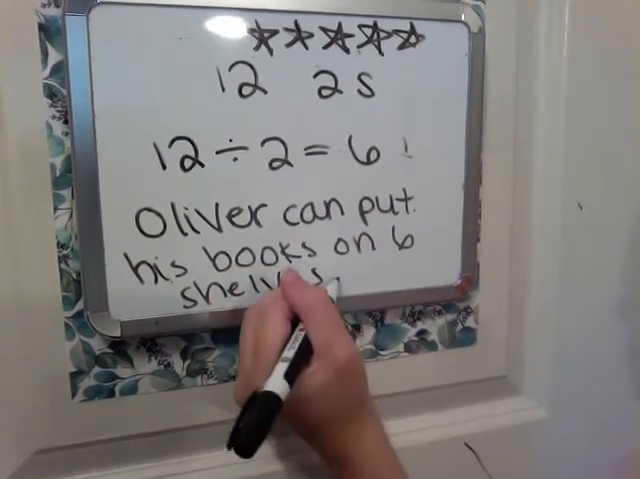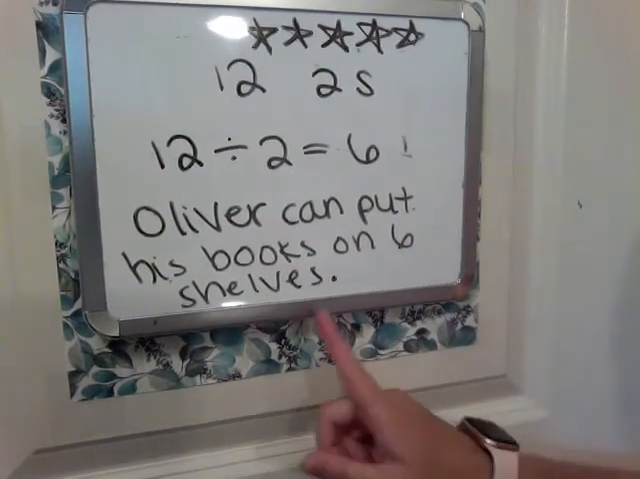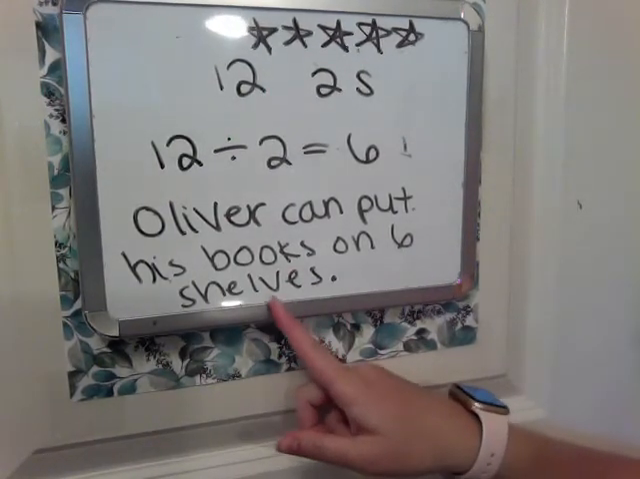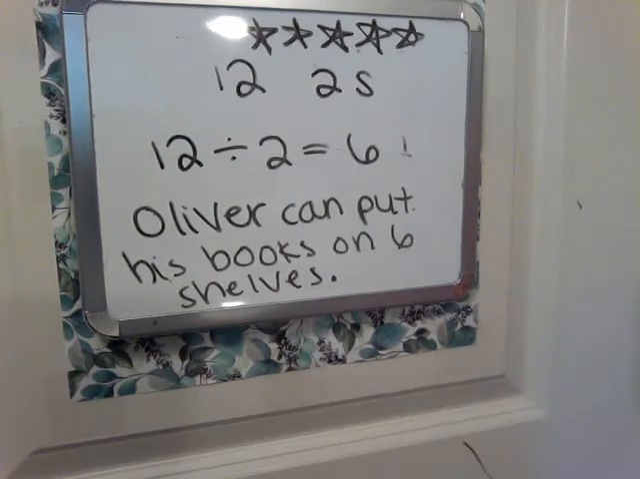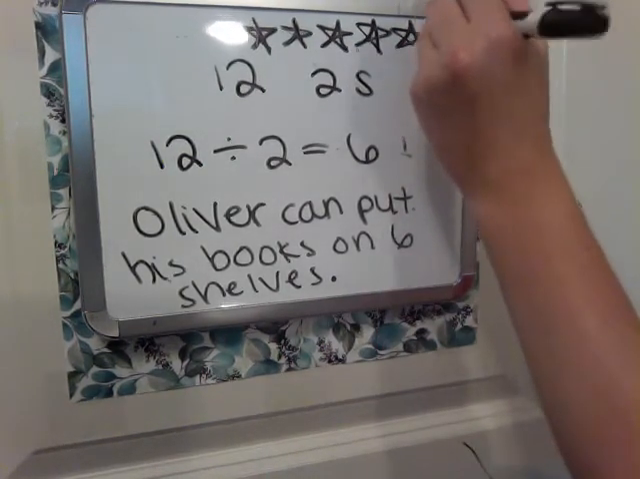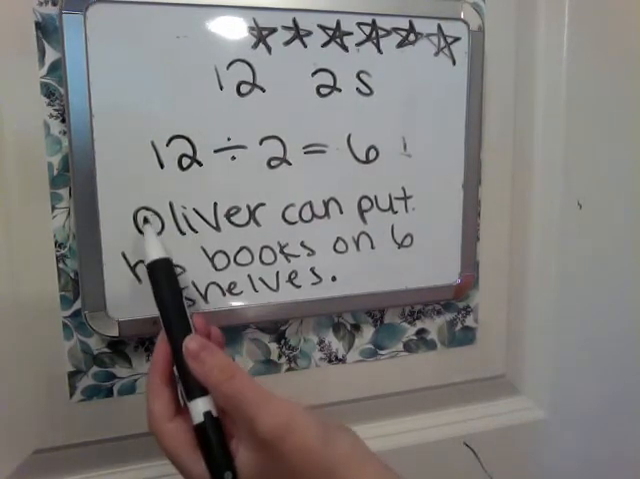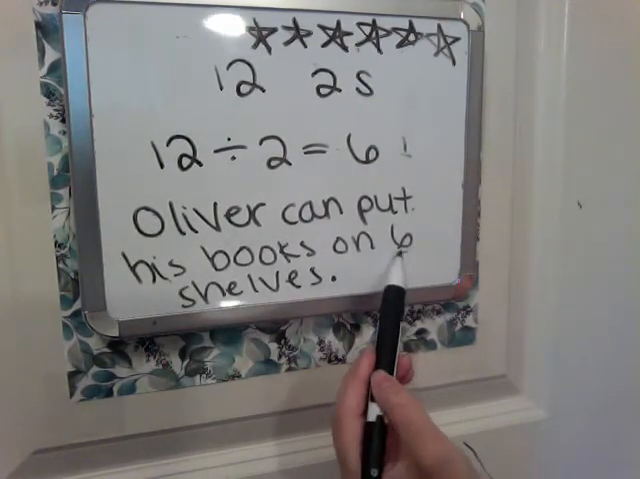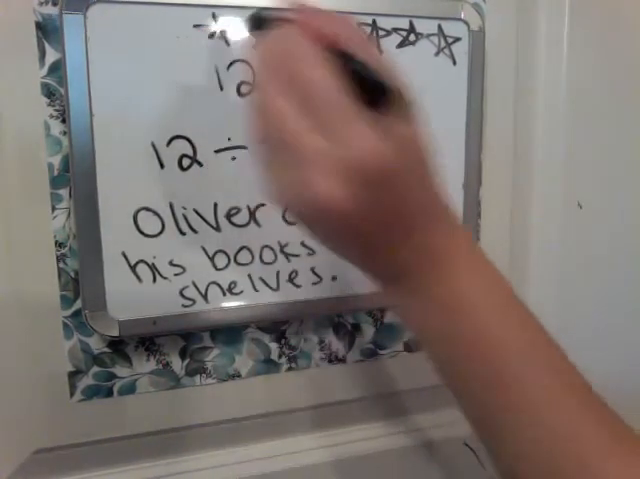That's a funny word. Shelf, singular, or one shelf ends in an F. If it's plural, it changes to VES. All right, so you can get a star for the answer of 6, and you can get a star for a sentence with capital letter, answer, and punctuation.